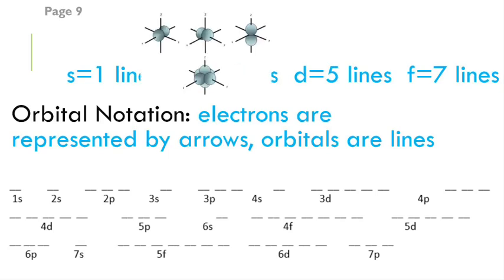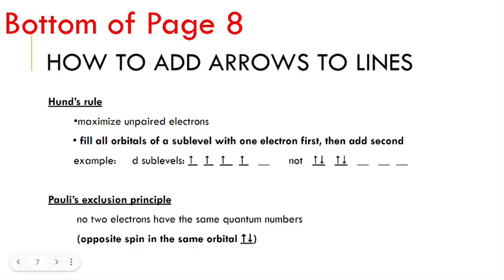Now, technically back at the bottom of page 8, there are some rules for how to add our arrows to lines. And these are some pretty simple rules. There's nothing that I really think that you need to add to these rules. I just want to point them out to you so you can just look at them on my screen instead of flipping back. The first rule is Hund's rule. You want to maximize unpaired electrons, which is just a fancy way of saying the electrons don't want to be together if there's open spaces. Just like you wouldn't want to share a bed or a seat with your sibling at home if there was an open seat or an open bed available.